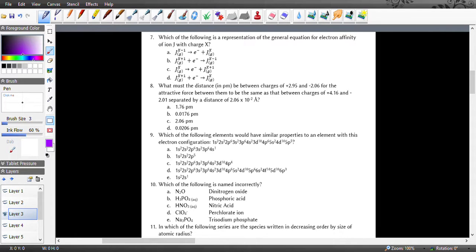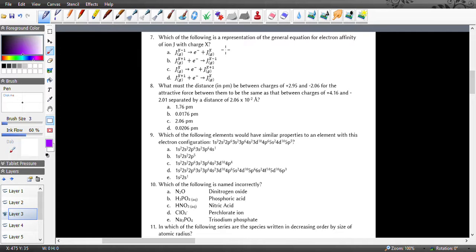Alright, question number 7. Which of the following is a representation of the general equation for the electron affinity of ion J with charge of X? Well, let's start off real quick with my little thing that I do.